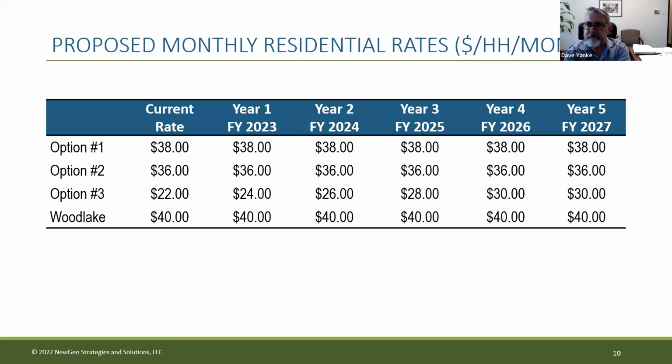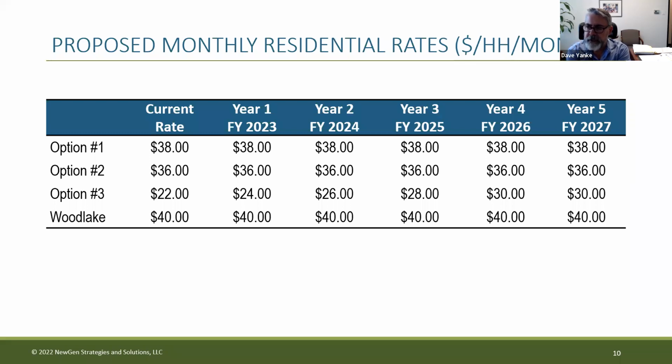Given where the rates are, and we're looking at cost recovery, et cetera, your option one, which is your standard customer with a cart, we're recommending those rates stay unchanged at $38. Option two are the customers that have it picked up, it's in bags or what have you, that stays at $36. The one we would recommend you gradually increase is option three. That's for your smaller cart. We would recommend that increase $2 a year.